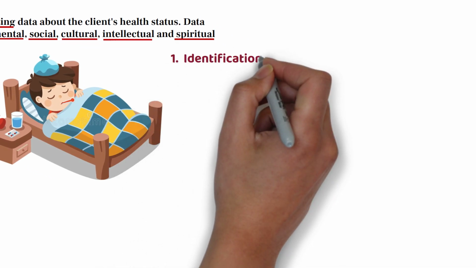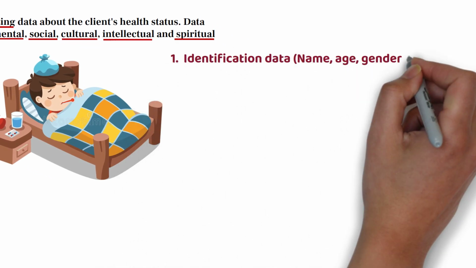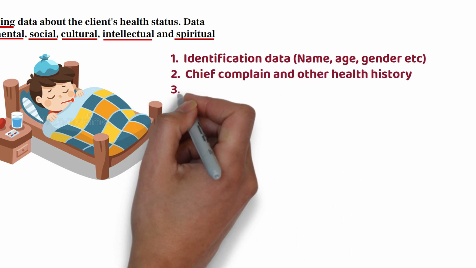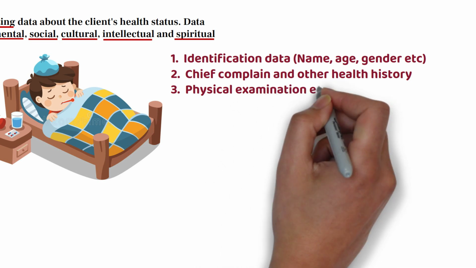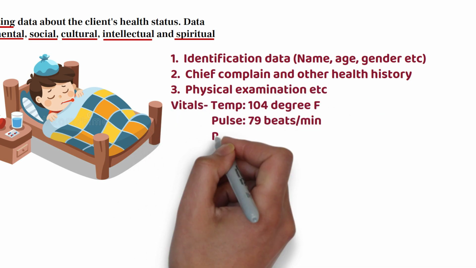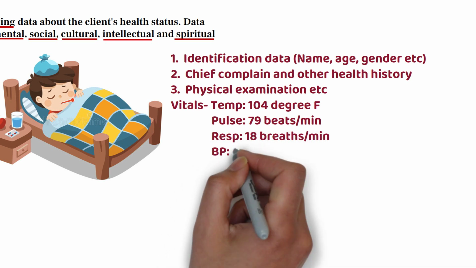First, we need to collect the patient identification data. That means the patient name, age, and then the patient gender, etc. Next, the chief complaint. That means why the patient has been admitted in the hospital. Chief complaint and other health histories.